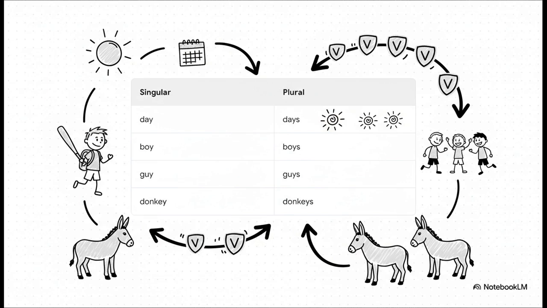The word day ends in AY. Well, A is a vowel, so it just becomes days. Boy ends in OY, and O is a vowel, so it becomes boys. Same exact logic for guy becoming guys and donkey becoming donkeys. It's almost like that vowel acts as a shield, protecting the Y from getting changed.